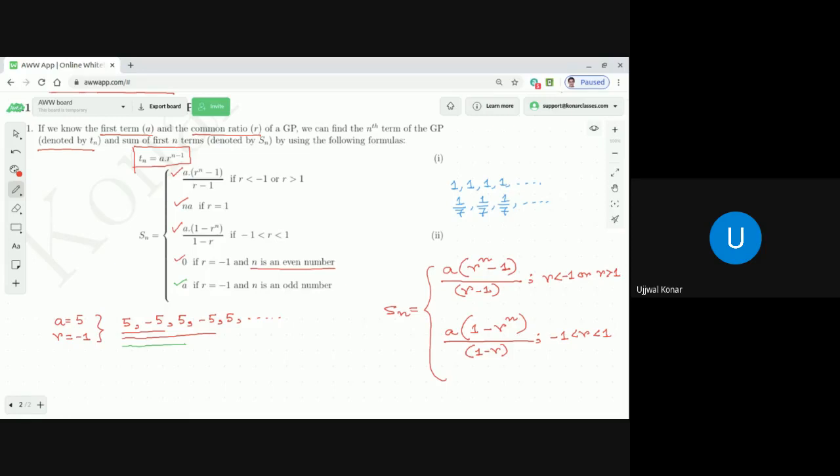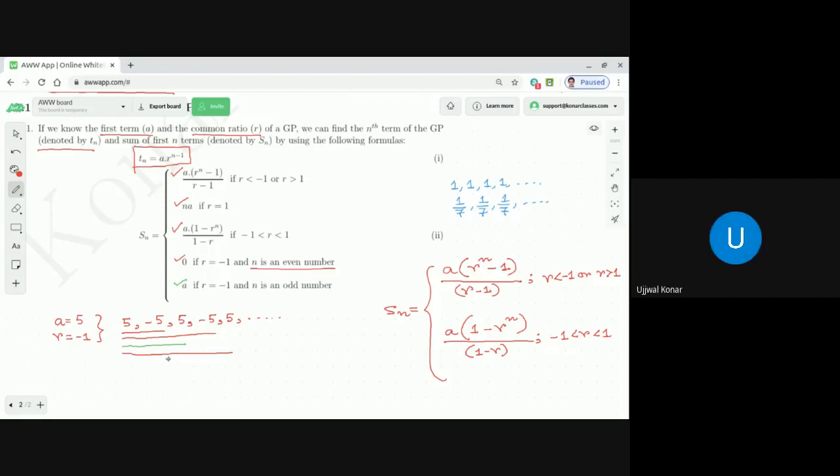And it will be a, that is the first term, if the common ratio is equal to -1 and you are adding an odd number of terms. Think about 5 minus 5, 5. If you add, what do you get? 5. That is the first term. The next one will be 5 minus 5, 5 minus 5, 5. Here also you will get 5. Correct or not? 5 plus minus 5 plus 5 plus minus 5 plus 5. What is that? 5.